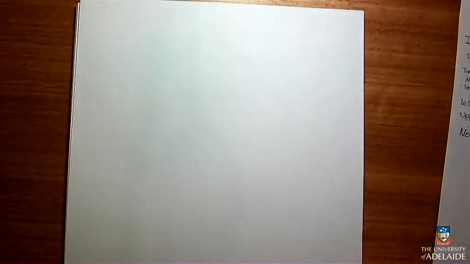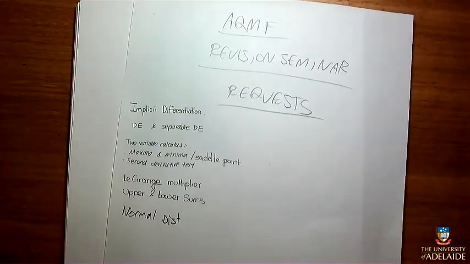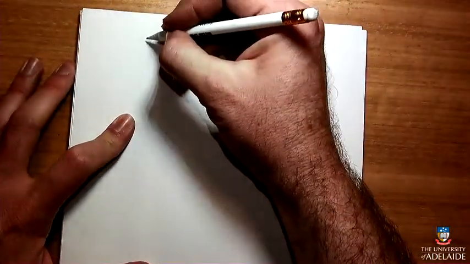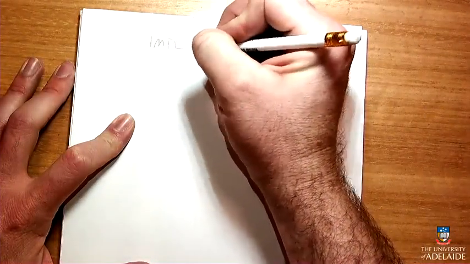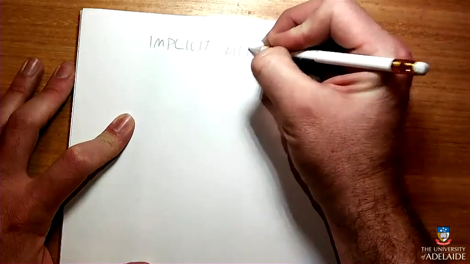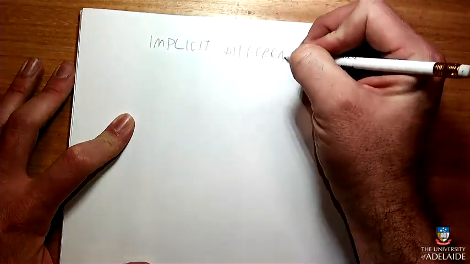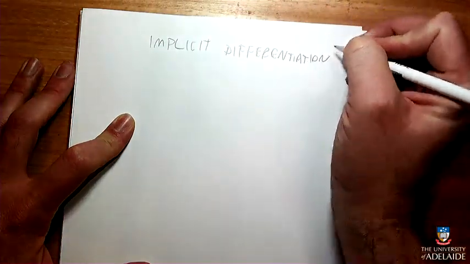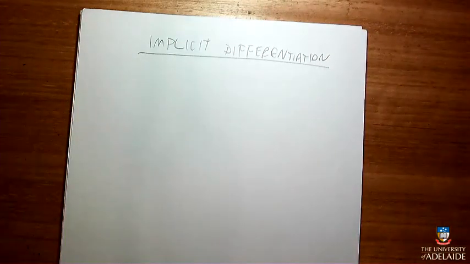So I've been given some requests and I don't know if I'll get through them all. I'm going to start with implicit differentiation. Right, let me just talk about how I understand the general idea, and then I can do an example.